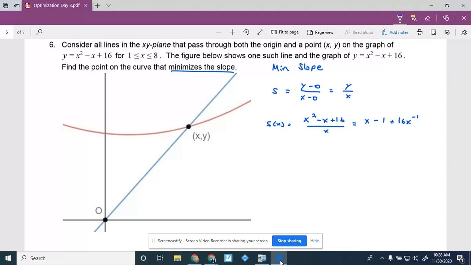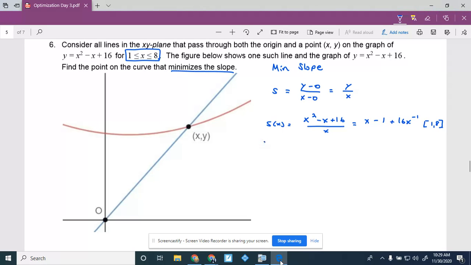My interval was picked for me here, so everything is between 1 and 8, and I don't have to think about this one. If they didn't give me an interval, I'd have to view this as negative infinity to infinity. But luckily, they gave me an interval, so this is 1, 8. Now, I don't have a polynomial, so I can't so quickly say that my function is continuous, but it would be. The only value of x that would break this function is 0, because I'd have 16 divided by 0, and that's not in this interval. So we're good to go.